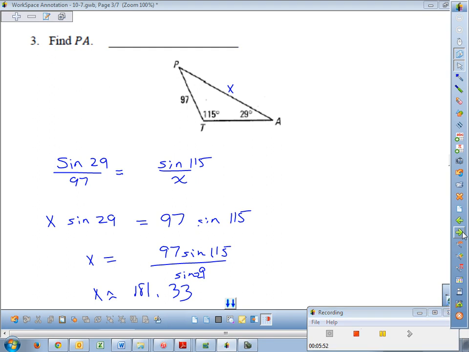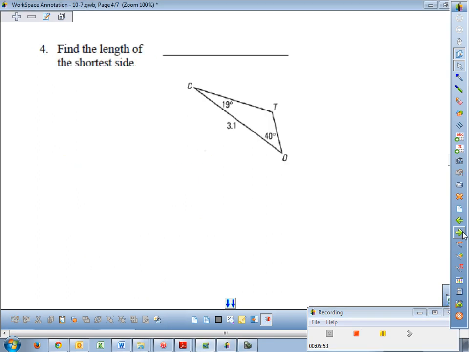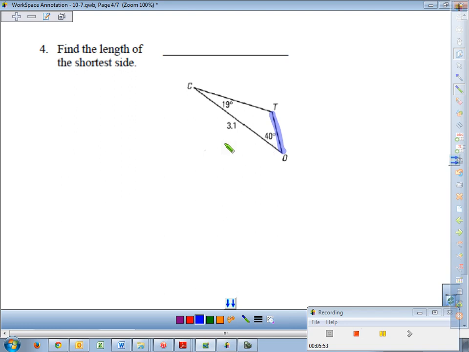Next one. Find the length of the shortest side. Well, which one's it going to be? Segment TO, segment OC, or segment CT? How do you know that? You sure that's the smallest angle? I mean, we don't know this one. It has to be, because in a triangle, if you have acute, it's pretty sure that the other one's going to be obtuse. We need to figure it out anyway, right, because it's across from the 3.1.